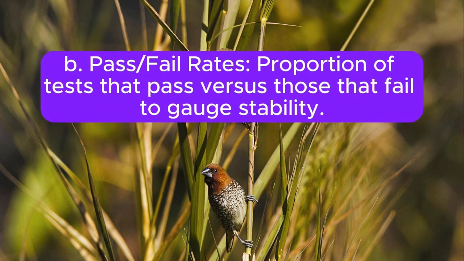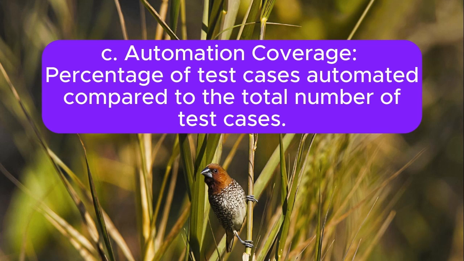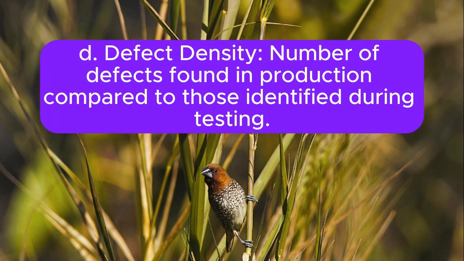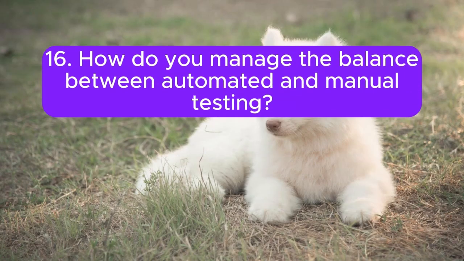B. Pass or fail rates, proportion of tests that pass versus those that fail to gauge stability. C. Automation coverage, percentage of test cases automated compared to the total number of test cases. D. Defect density, number of defects found in production compared to those identified during testing. 16. How do you manage the balance between automated and manual testing?